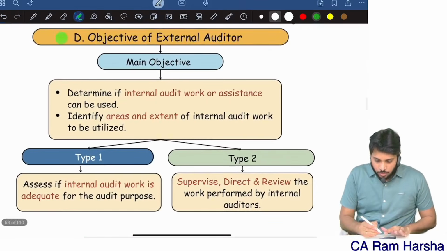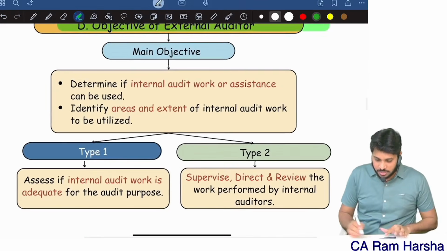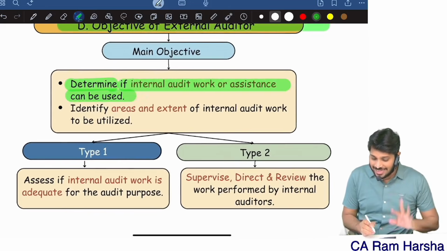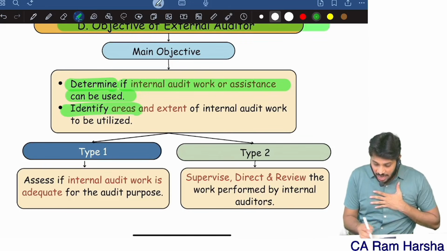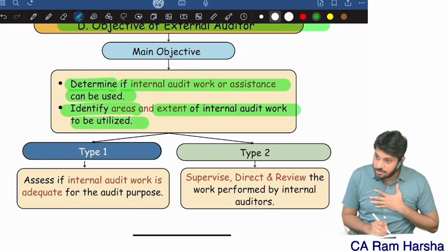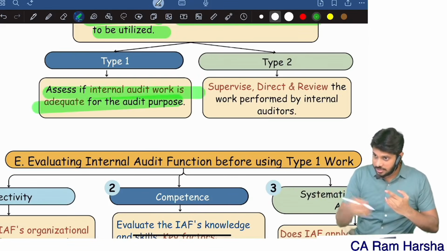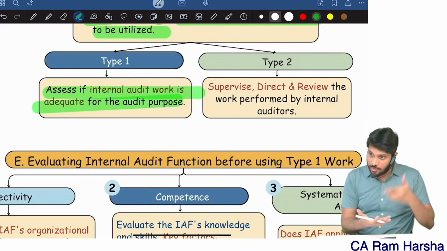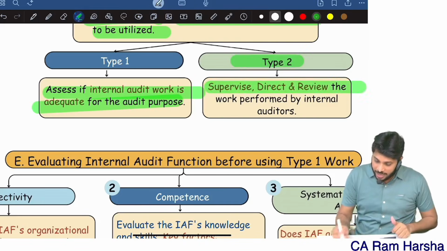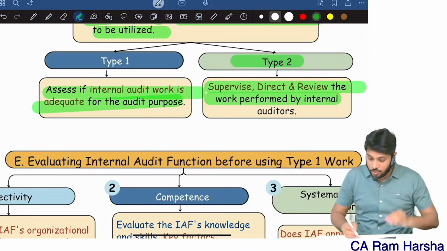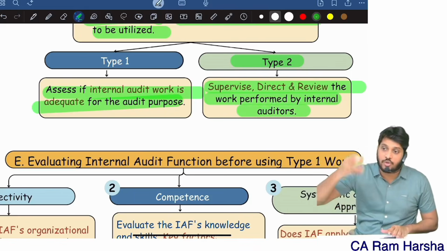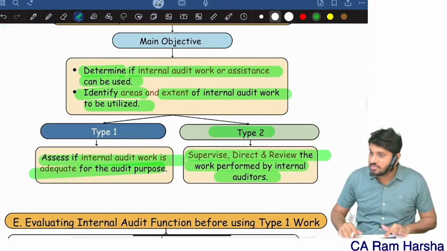Next, what is the objective of the external auditor? Main objective: determine whether internal audit work or direct assistance can be used. If so, identify the area and to what extent it can be used. Type 1: suppose you are using that work, see whether the work is adequate, sufficient or not. Type 2: adequately supervise, direct, and review internal auditors who are performing as part of your team. So this is the objective of the standard.